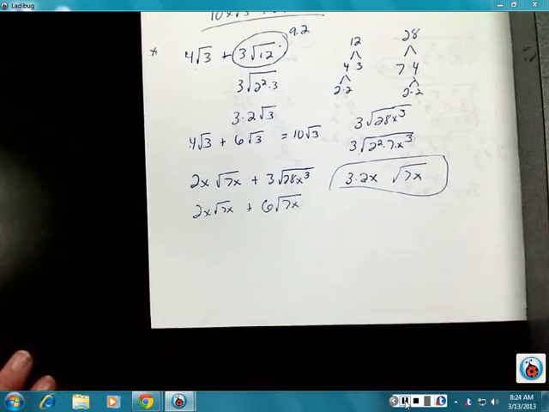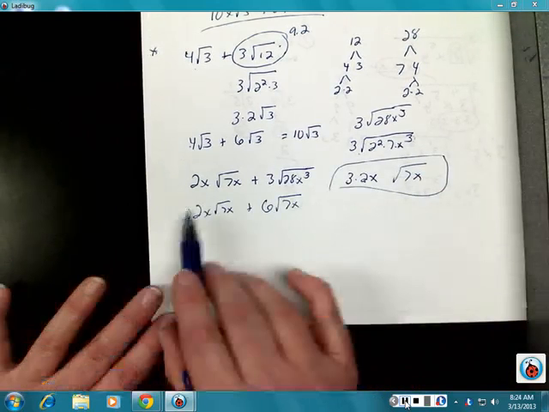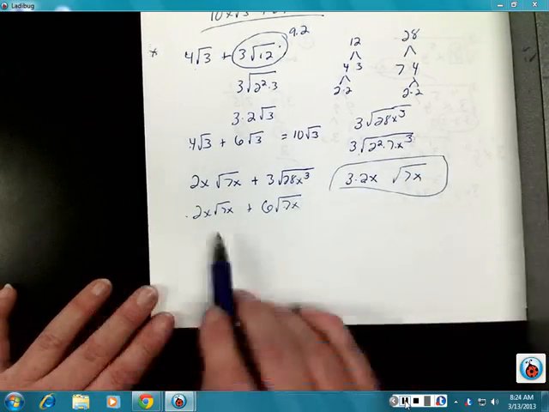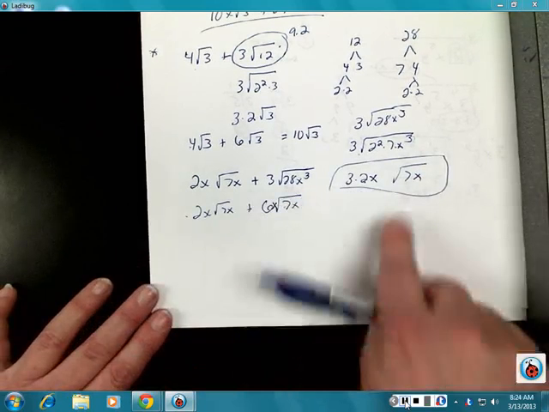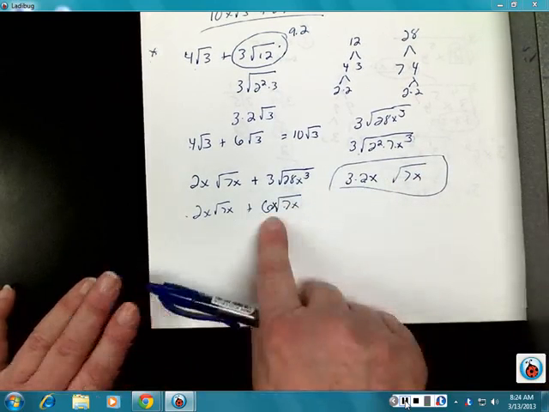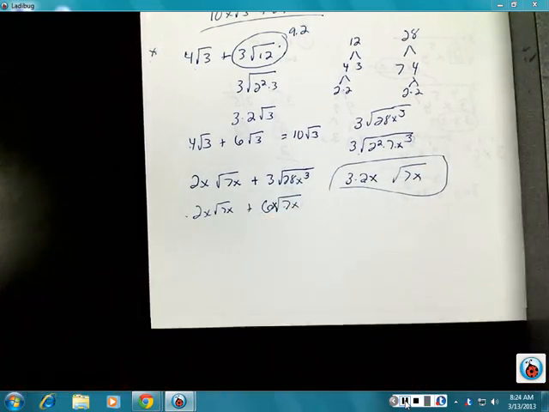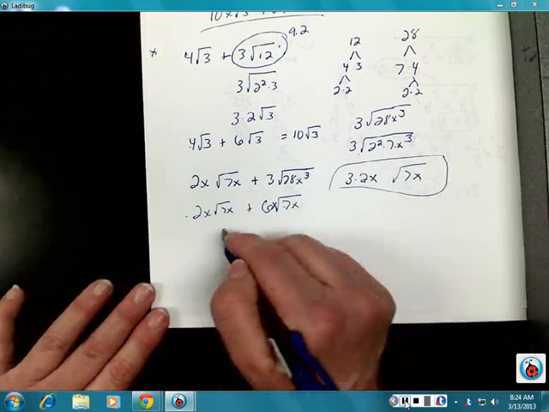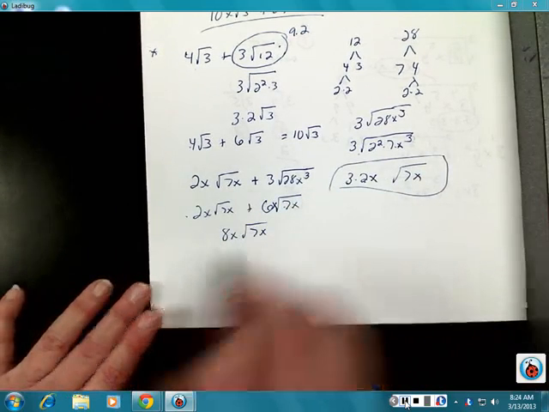And what happens to them? Now they match, right? Oops, I need my x with my 6. I had it here, I just forgot to put it over there. Okay, so now they match. And so 2x plus 6x is 8x, the square root of 7x. And I'm done.